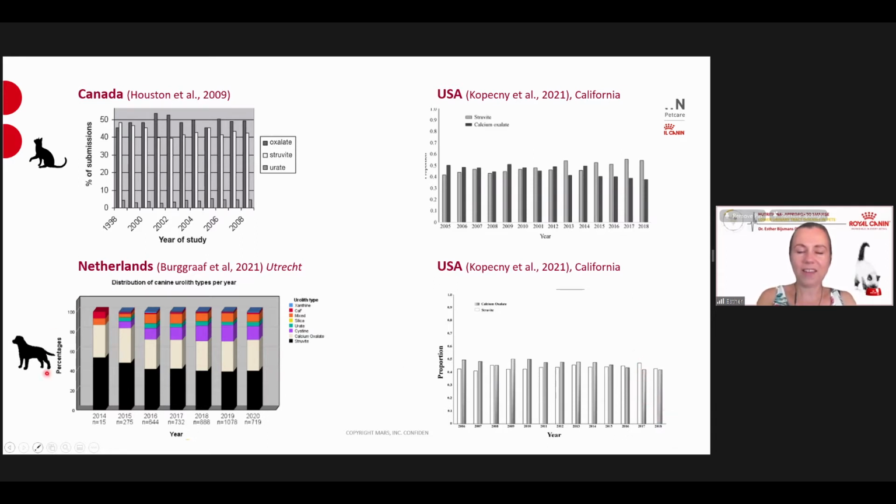And yet again, it's a lot of graphs, so I'm not going to go through this one in detail, but you can see a similar pattern happening here in this study in the Netherlands, where calcium oxalate stones are represented in gray, struvite stones are represented in black, and in dogs, you can see a gradual decrease in the struvite stones, but actually balancing out with the number of calcium oxalate stones that is being diagnosed.